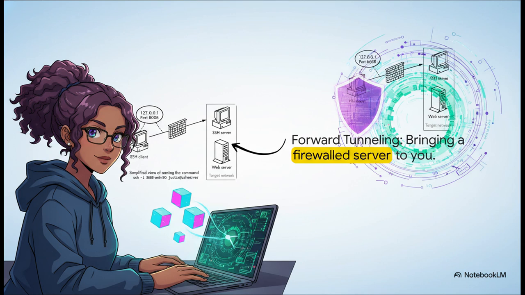On the left, you've got your machine, the SSH client. And way over on the right, behind a firewall, is the web server you want to get to. Using forward tunneling, you tell the SSH server you're connected to, hey, create a secure tunnel for me. It then links a port on your local machine, say port 8008, directly to the web server's port 80. And here's the magic. Now, when you connect to your own computer on port 8008, your traffic gets securely zipped through that tunnel, bypassing the firewall, and connecting you straight to the target.